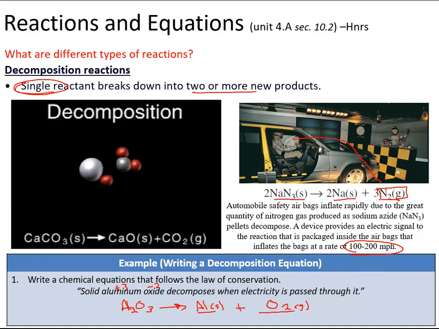So we have to now kind of fix this to make it follow the law of conservation. So if you recognize this, this is kind of like the reverse of the last one we talked about. So we put a 2 here. This would be a 4. And then we can make this a 3. So 6 oxygens, 4 aluminums.